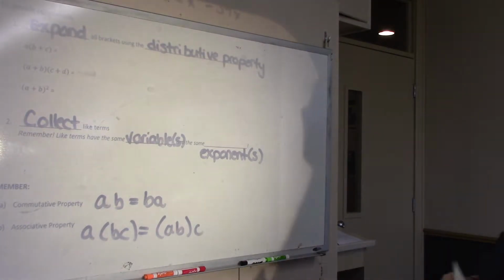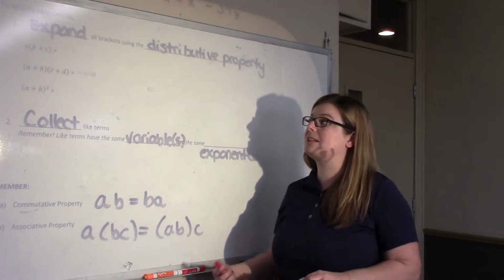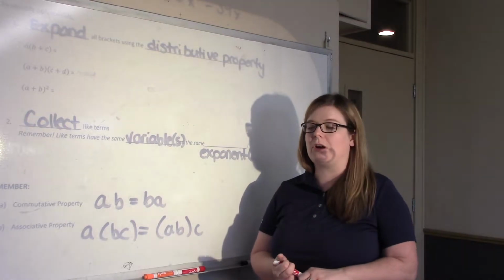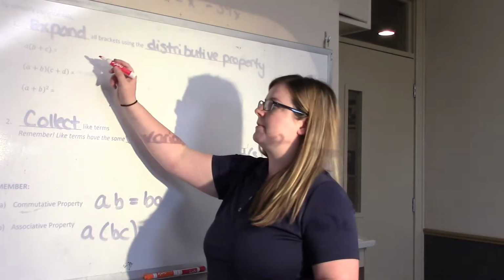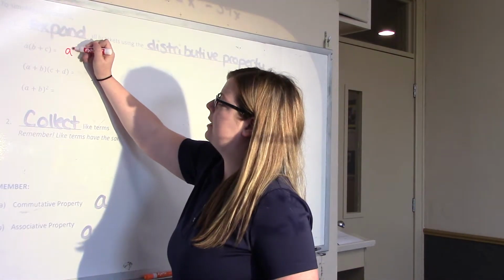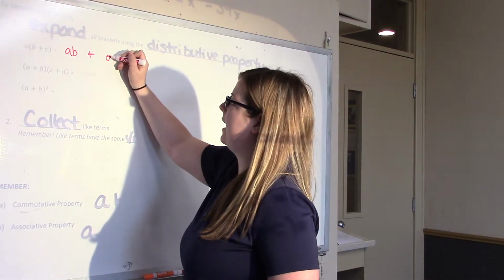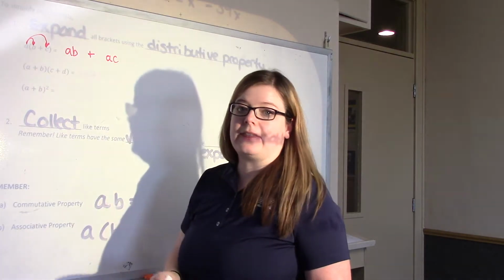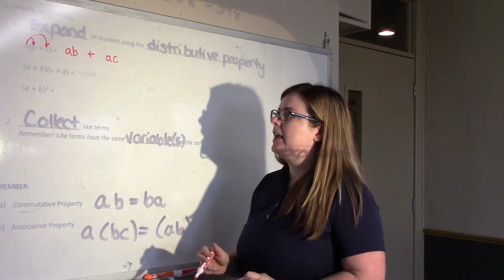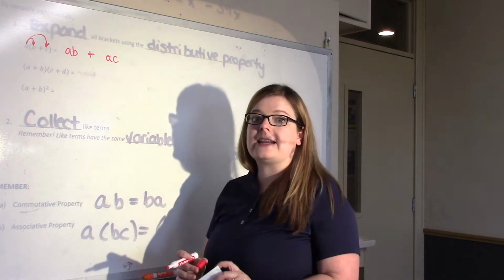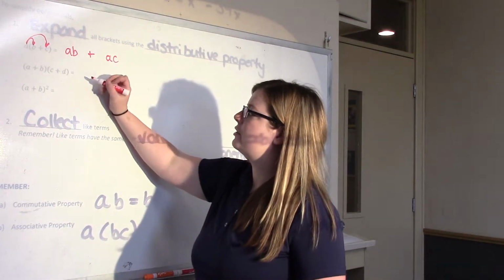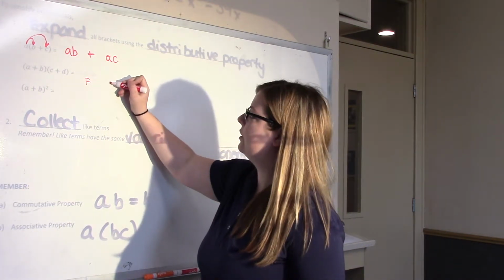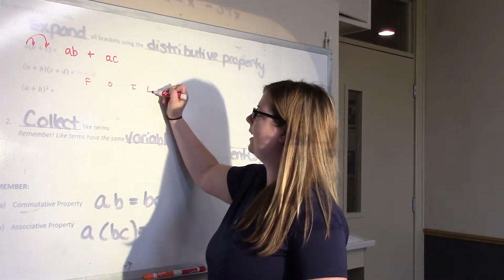So to simplify polynomials, the first thing you have to do is to expand all brackets using the distributive property. So remember, a times b plus c would result in ab plus ac. If you like these arrows, you can draw them in like that. If you have two binomials, then it's the FOIL method, right? So you have f, o, i, l.